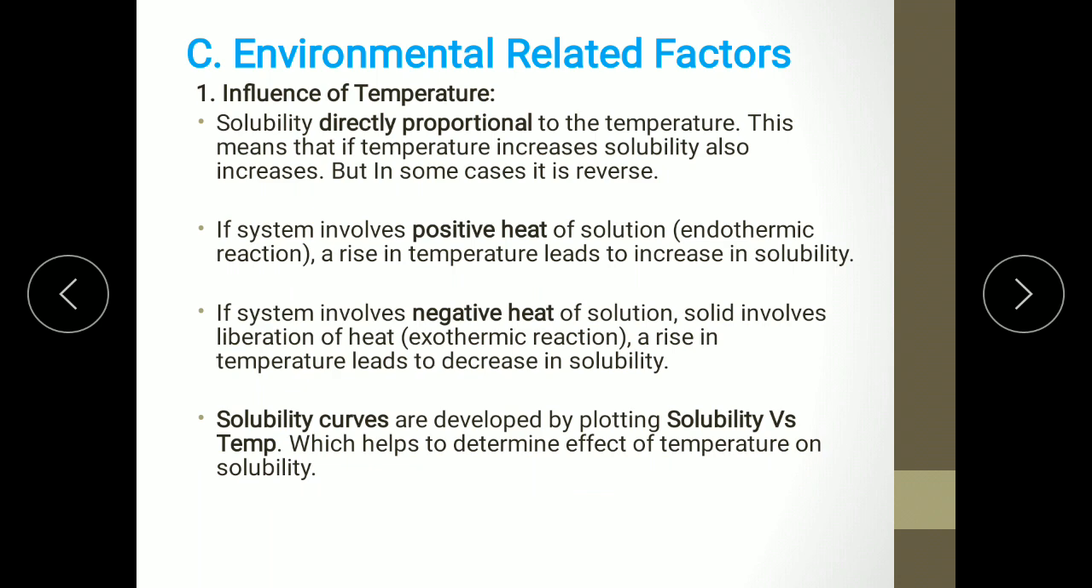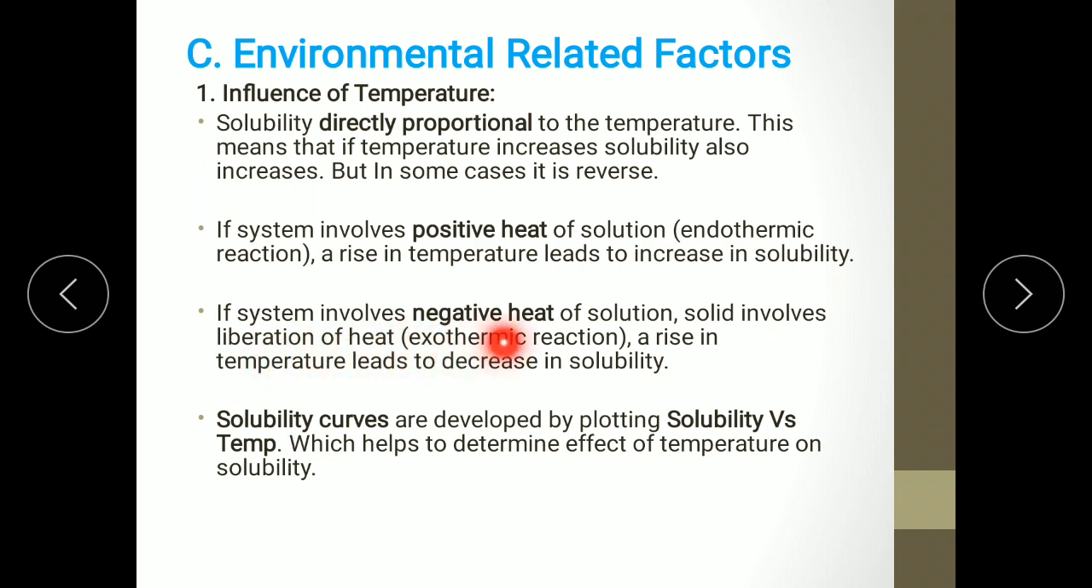Now, environmental related factors, and the first one is influence of temperature. Solubility is directly proportional to the temperature. This means that if temperature increases, solubility also increases, but in some cases it is reverse. As you increase the temperature, solubility will decrease. If a system involves positive heat of solution, an endothermic reaction, a rise in temperature leads to an increase in solubility. Means if the system absorbs heat, an endothermic reaction, a rise in temperature leads to an increase in solubility.